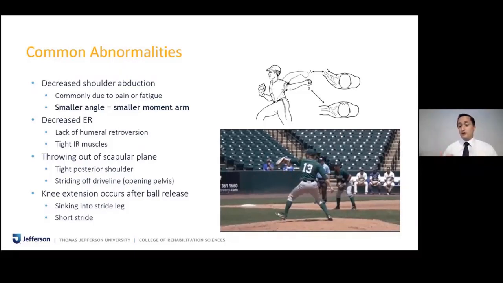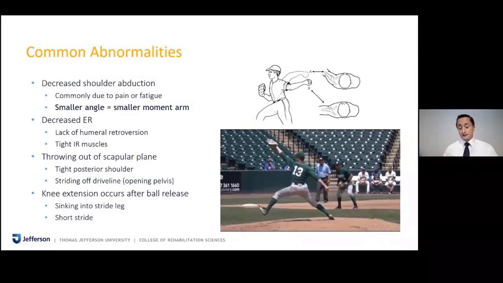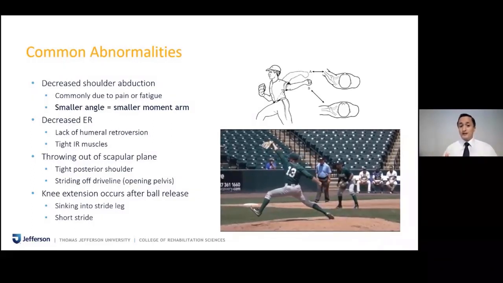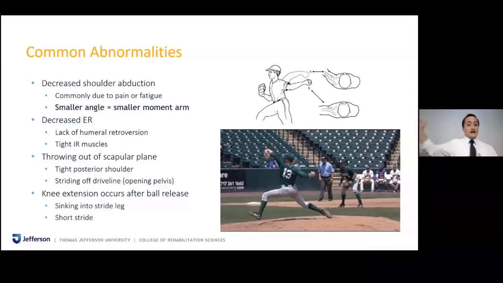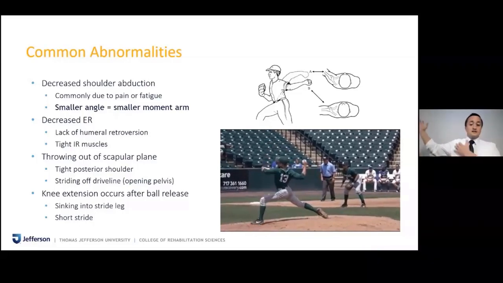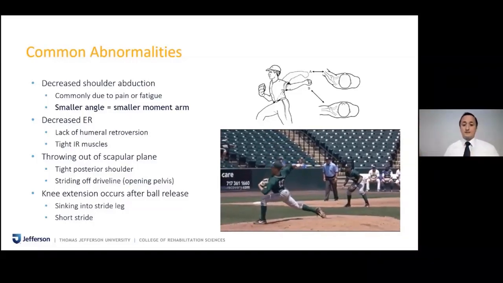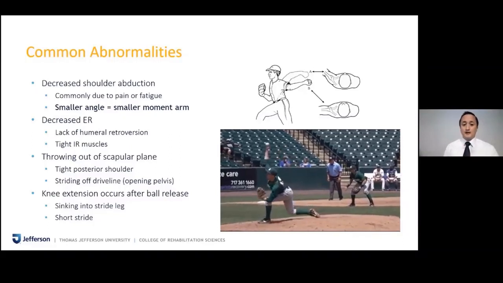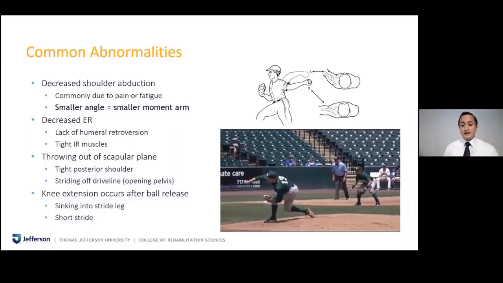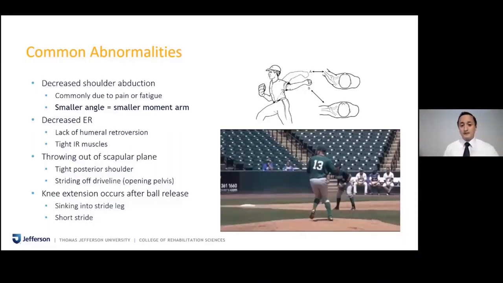So if your pelvis opens excessively early, before stride foot contact, and you get off the drive line, now your shoulder is going to lag behind, and the rotation here is going to kind of force it out of that scapular plane. And then the last thing that we see, and I even see it in major league pitchers, is that knee extension is occurring after the ball is released.